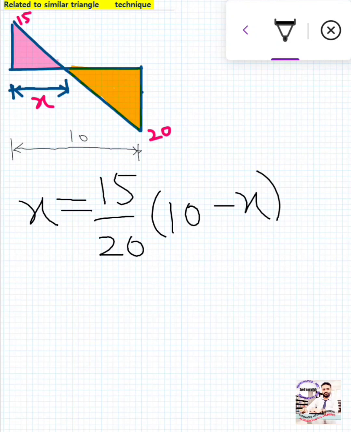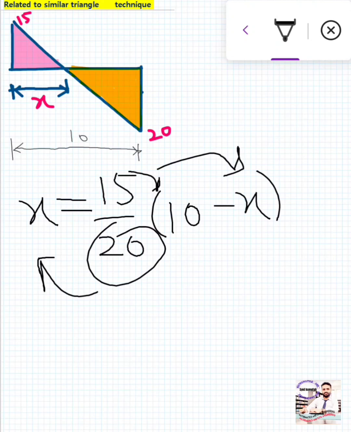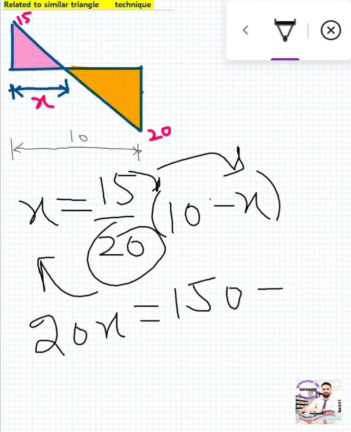Now I will shift this 20 to the other side and multiply 15 with each factor: 15 into 10, then 15 into x. So the 20 shifts to the other side in the form of multiplication. So 20x is equal to 15 into 10, which is 150, minus 15x. So here is the new equation.